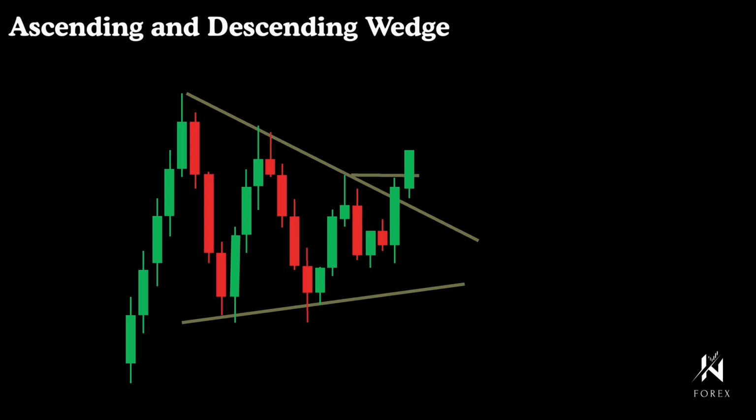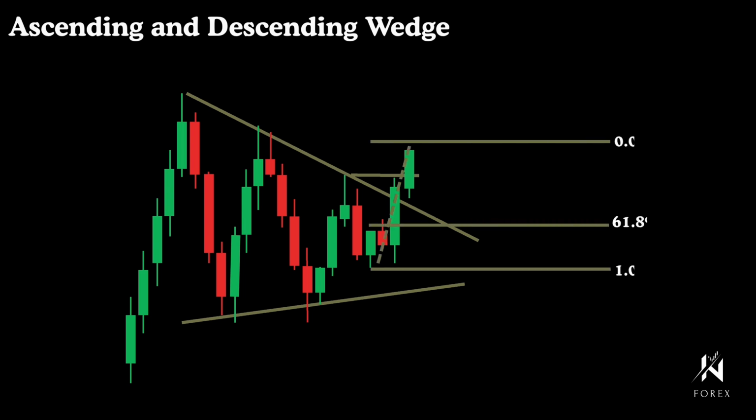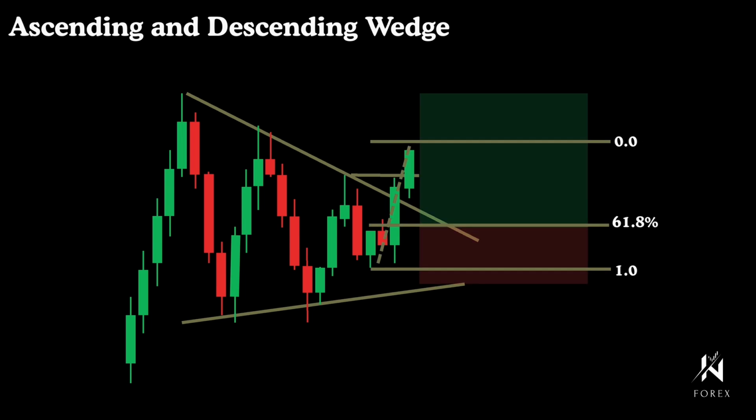These signals may include price action cues such as a retest of the trendline combined with candlestick rejection patterns or reversal formations. To refine the entry further, you can apply the Fibonacci retracement tool from the beginning to the end of the breakout move. Then, place your buy limit order at the 61.8% retracement level, which is often a high probability zone for price to bounce from.